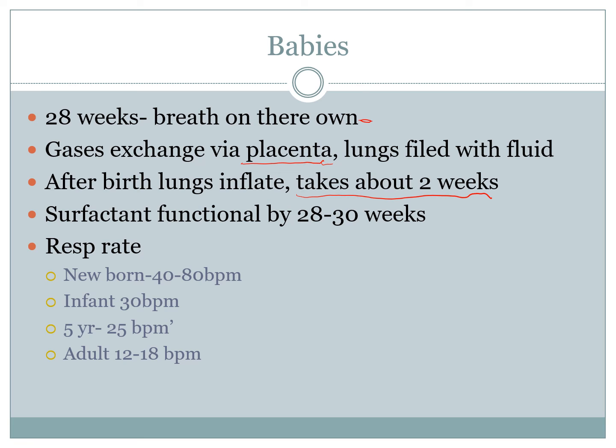Before 28 weeks, the main reason that the respiratory centers aren't viable is because surfactant isn't there. So a lot of the time with premature babies, they'll implant this detergent-like substance into the baby's lungs in order to decrease surface tension and stop the lungs collapsing on themselves.